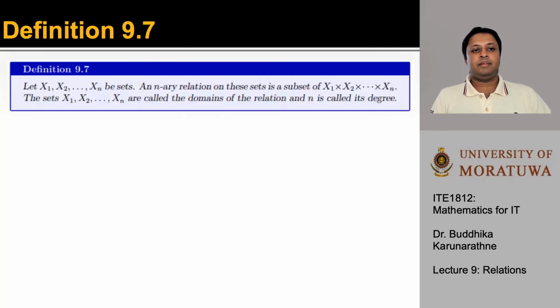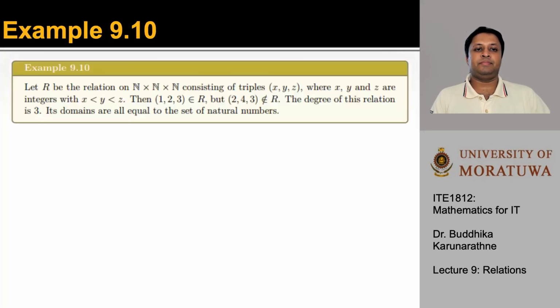So a definition of n-ary relations. Let X1, X2, until Xn be sets. An n-ary relation on these sets is a subset of the product X1 times X2 until Xn. These sets X1 until Xn are called the domains of the relation, and n is called the degree. So this is about the n-ary relation.